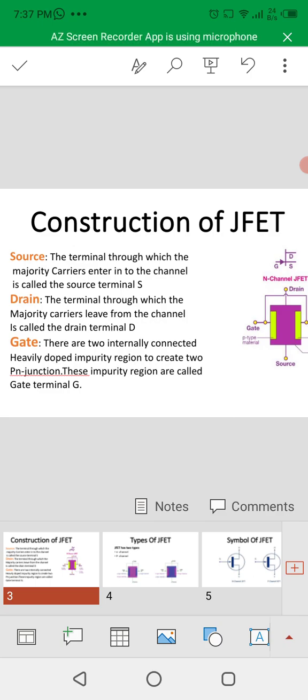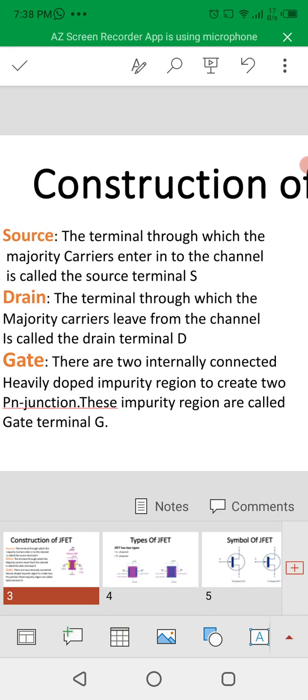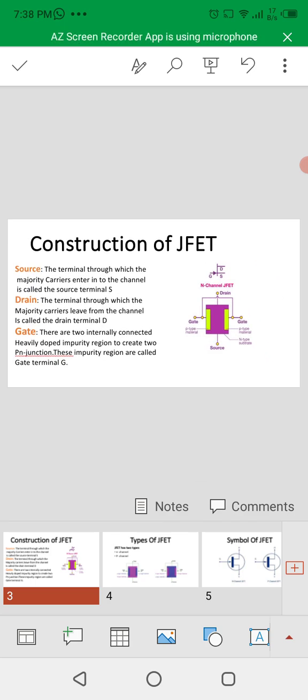Let's now discuss the terminals. JFET has three terminals: source, drain, and gate. What is the source terminal? The terminal through which the majority charge carriers enter into the channel is called the source terminal. Drain: the terminal through which the majority charge carriers leave the channel is called the drain terminal D. Gate: there are two internally connected, heavily doped impurity regions that create two PN junctions. These impurity regions are called the gate terminal.